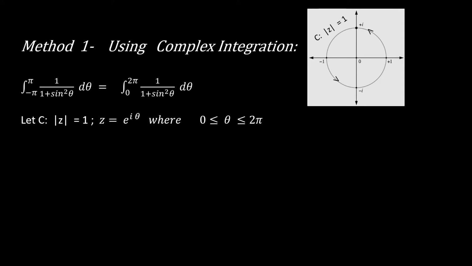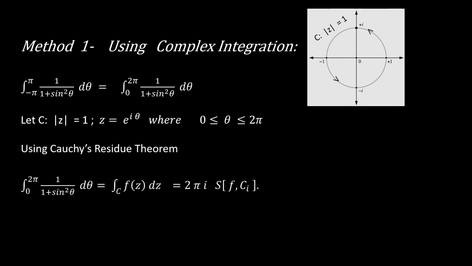Now, let us take the unit circle C, mod z equal to 1, where z equal to e raised to i theta, theta ranging from 0 to 2 pi. So you have a closed circle here with center at 0 and radius equal to 1. So if mod z equal to 1, we know that z is equal to 1 into e raised to i theta. So using Cauchy's residue theorem, we would like to convert this integral 0 to 2 pi of 1 by 1 plus sine squared theta d theta as an integral over this C.